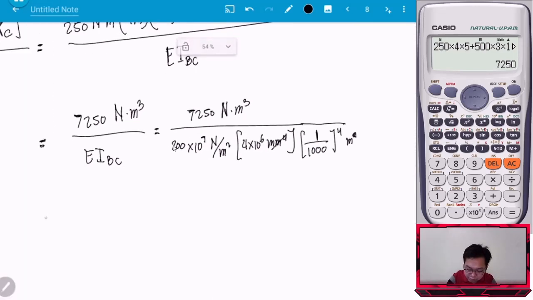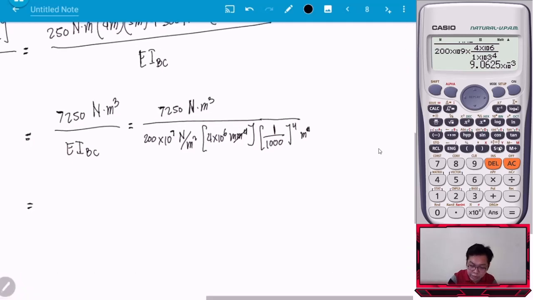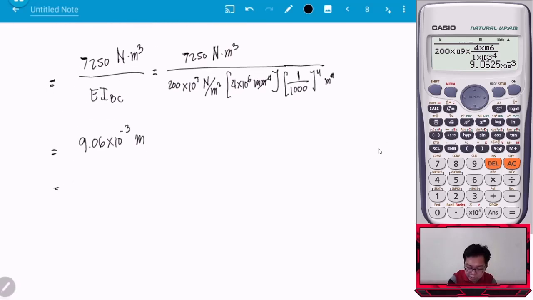So, check na natin. So 7,250, tama ba to? 7,250 divided by 200 times 10 to the 9. And then times 4 times 10 to the 6 divided by 1000 to the power 4. Okay, so that is actually 9.06. So tama lang. So 9.0606 times 10 to the negative 3, but that is in meters. So in mm, ang sagot natin pala is 9.06 mm. Okay, so same lang yung sagot natin.